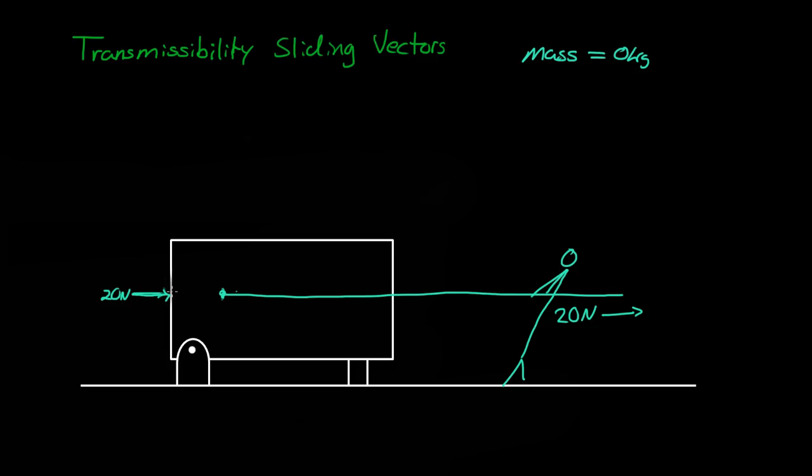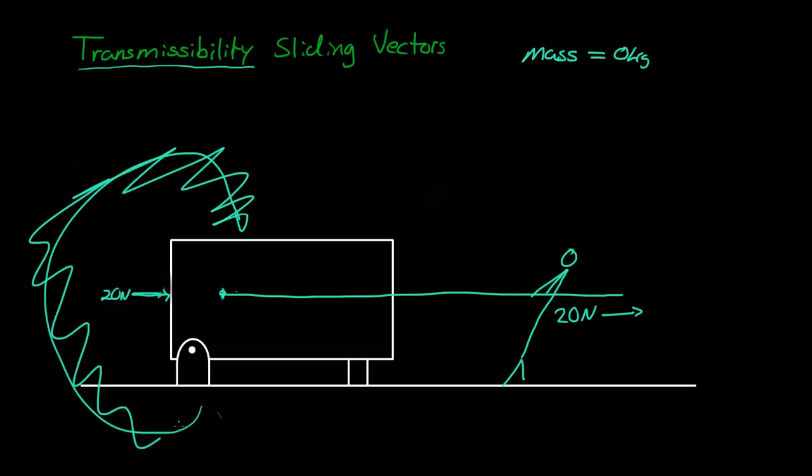Now this is only for rigid bodies, bodies that do not deform. If the body deforms, then you cannot say it. Transmissibility is only for bodies that do not deform. And for our case, what we're doing right now, it's also for bodies that do not rotate. So the body cannot rotate. So that's why we have this little block here, preventing it from rotating around this pivot point.